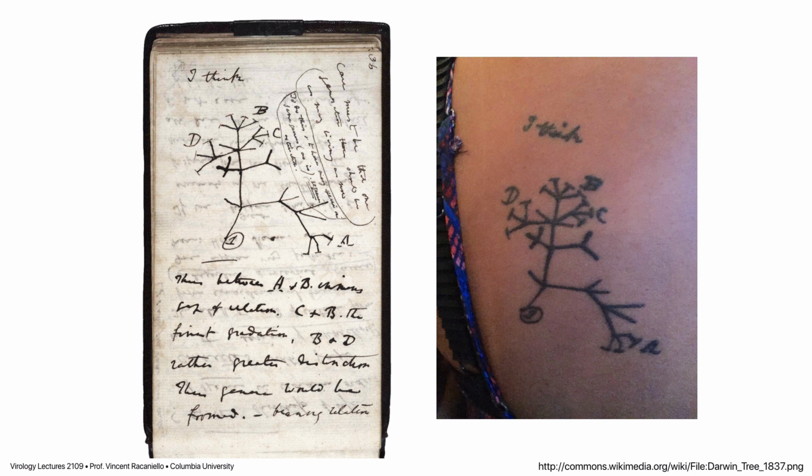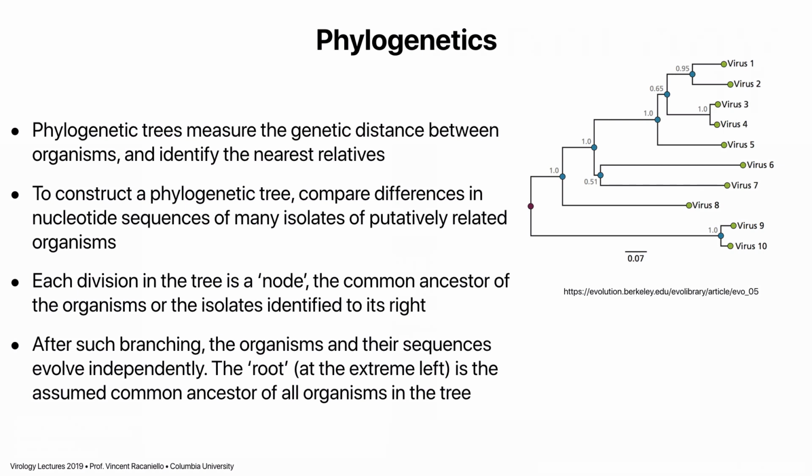A couple of years ago, I was at a virology meeting, and I saw this tattoo on a virologist, which is Darwin's "I think." Isn't that great? She let me take a picture of it. Now, what's this all about with respect to virology? Well, that's a phylogenetic tree which Darwin said represented how organisms are related to ancestral organisms, and we can do the same in virology, as you'll see today.